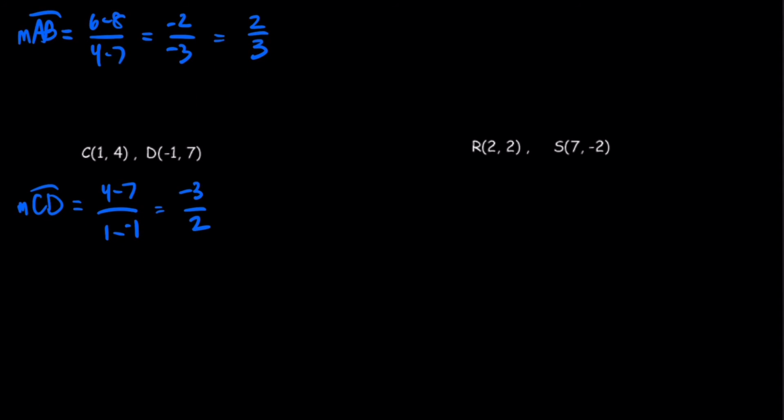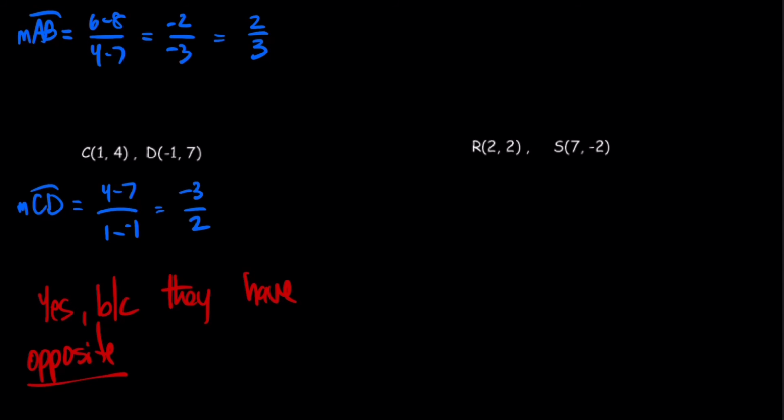So I would say something like, yes, they are perpendicular because they have opposite reciprocal slopes. You have to use both of those words, obviously. You can't, one of them is not good enough. Just opposite doesn't work. Just reciprocal doesn't work. They have to have opposite reciprocal slopes.